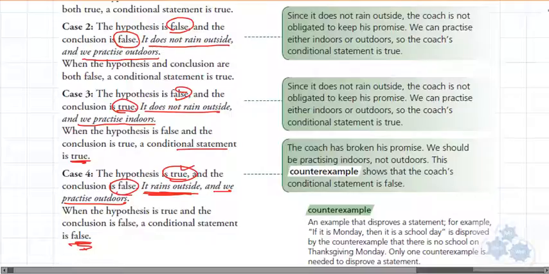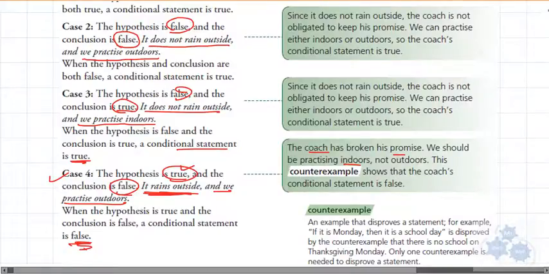All right? So the coach has broken his promise. We should be practicing indoors, not practicing outdoors. Okay? So if this happened, and it actually did rain outside, and the coach said, you know what, we're going to practice outside anyways, that would be an example that would make that statement false.